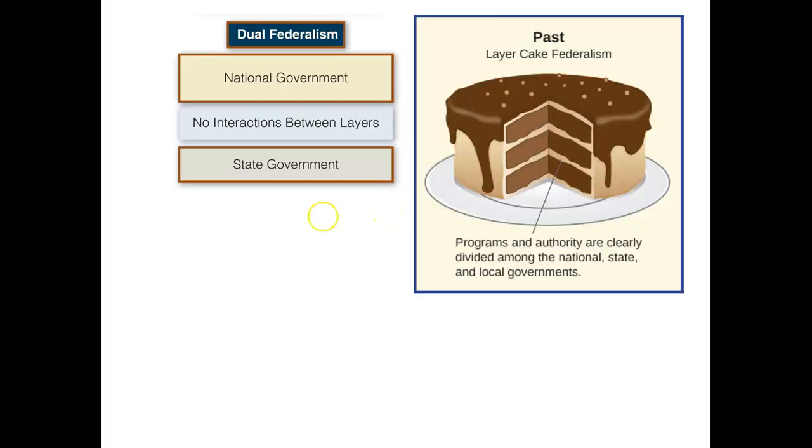What the framers did was create this idea of what's called dual federalism. It's also referred to as layer cake federalism, and this is how things worked at the founding. It's a balance on that scale between federal and state authority. There's the national government and the state government, and the idea is to let the national government operate in its sphere, let the state government operate in its sphere, and let there be very little interaction between the layers. Hence the name layer cake federalism.